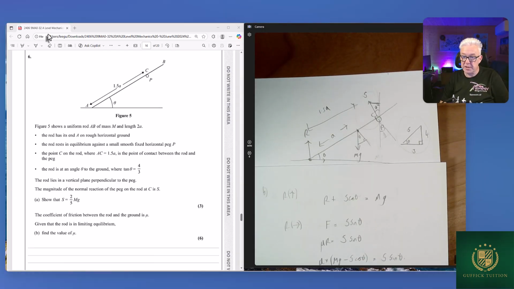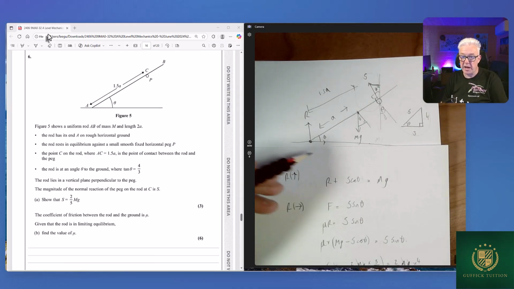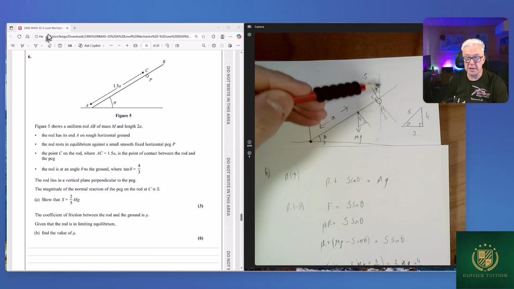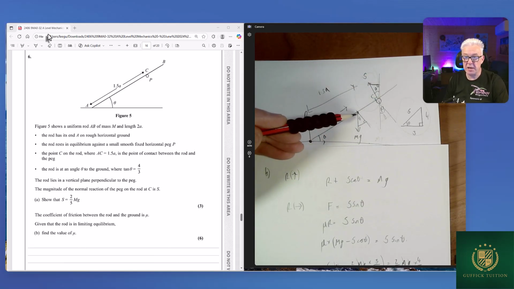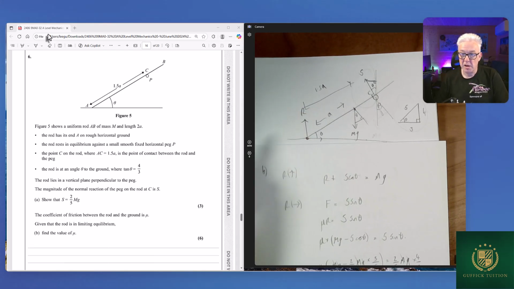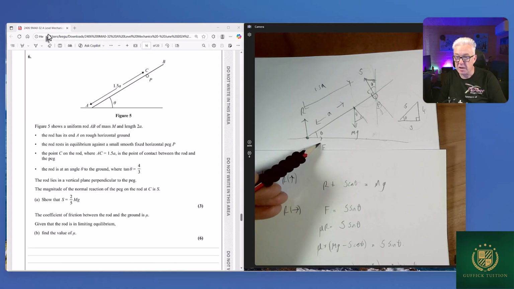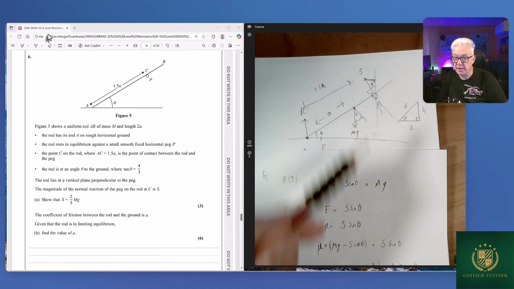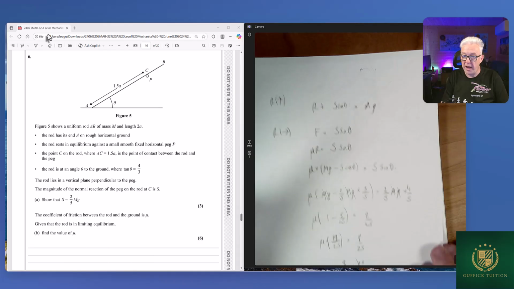So when I resolve vertically, let's consider the forces. Resolving vertically, what do we have? Well, we have R plus S, and you can see why it's important that we've drawn this like this, S cos theta is equal to mg. So the forces going up are R and S cos theta, and that is going to equal mg. Okay, so that's our first equation. Let's resolve horizontally now. Resolving horizontally, we have F is equal to this component here that's acting in this direction, and that is S sin theta. So we've got F is equal to S sin theta. But remember, our F is mu R.